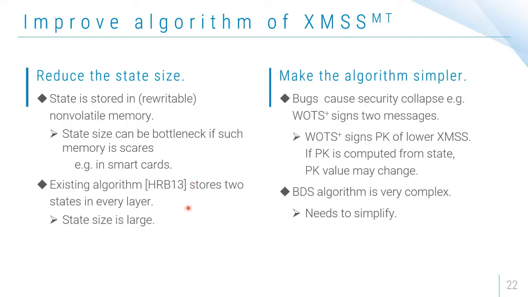The existing algorithm of HRP13 stores two different types of states in every layer, except for the top one. Because of that, the state size becomes large.